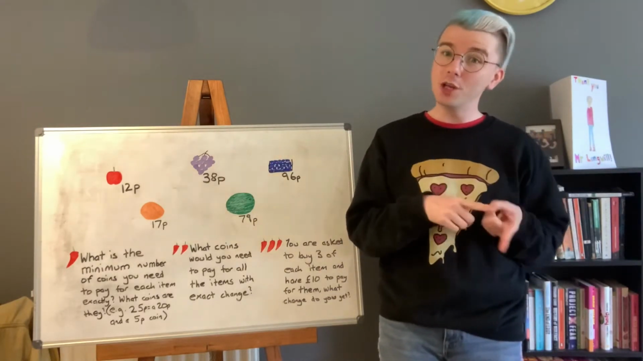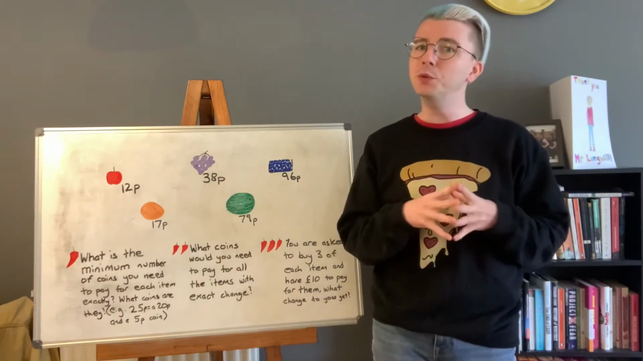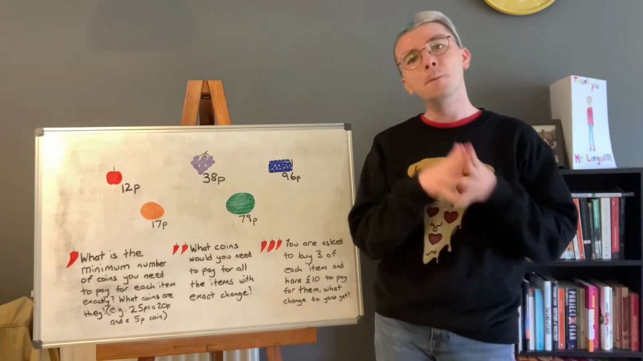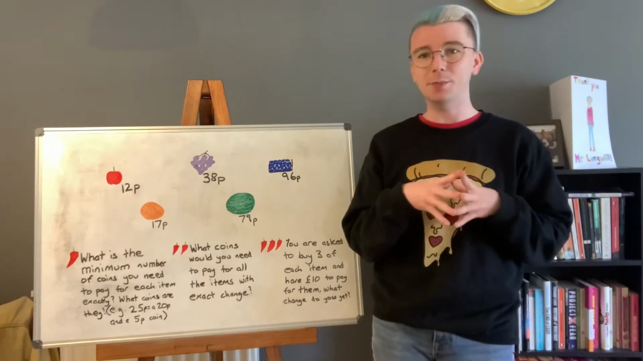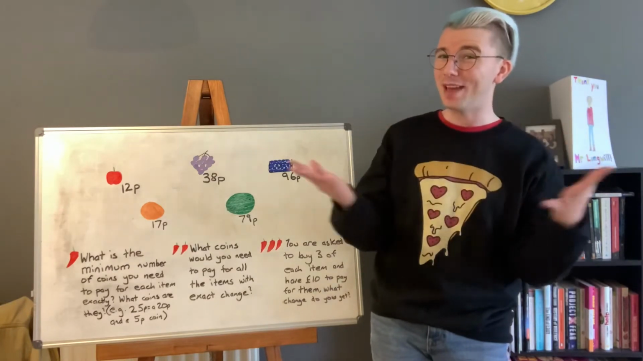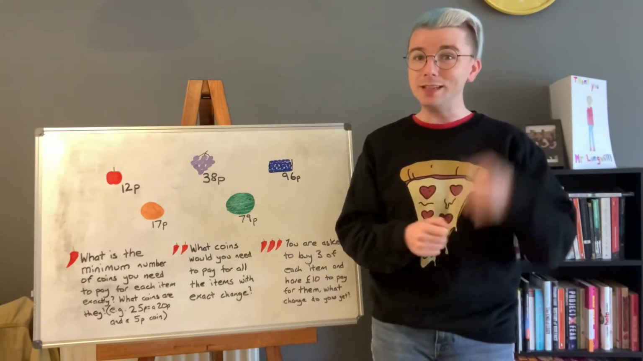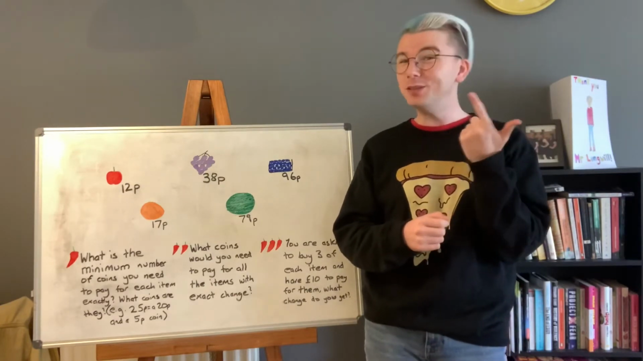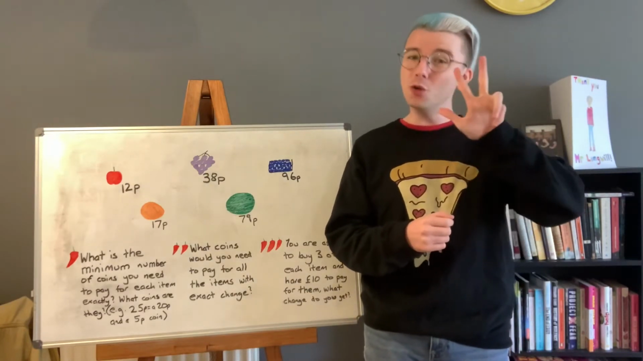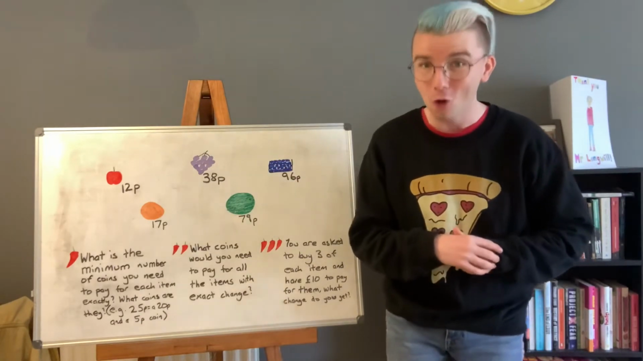Let's look at our orange next, which costs 17 pence. Now, do you think we'll need the same amount of coins, more coins, or less coins to pay for our orange than our apple? If you said more, well done. Now, what coins will we actually need? Well, we'll still need the 10 pence and we'll still need that 2 pence, but we also need a 5 pence coin if we want to pay for 1 orange.